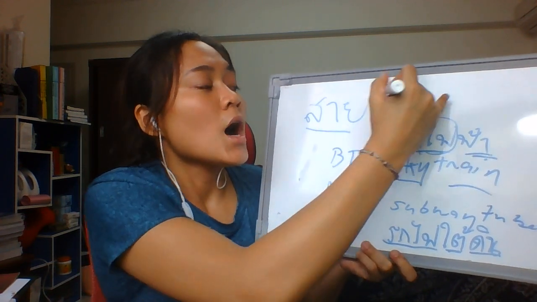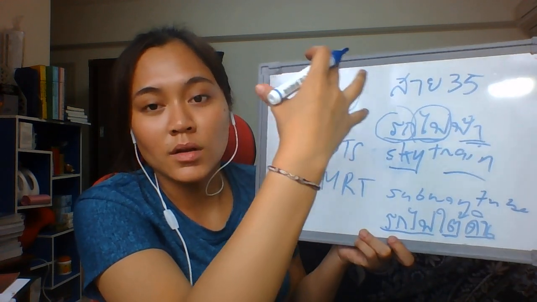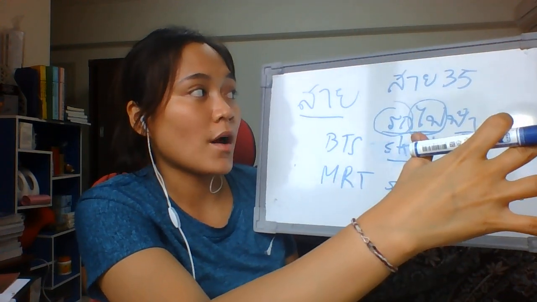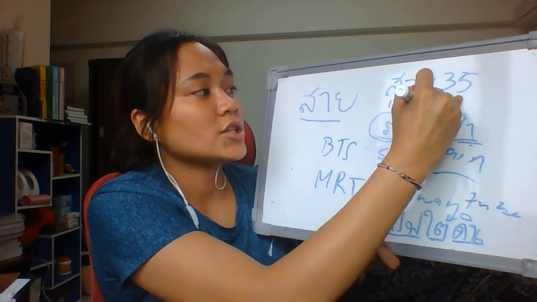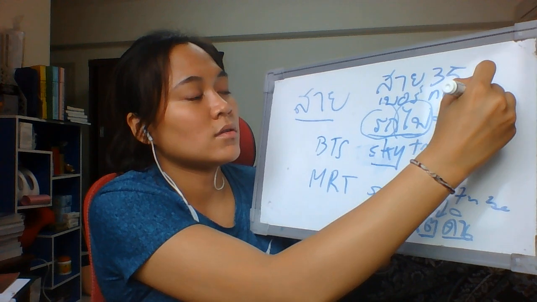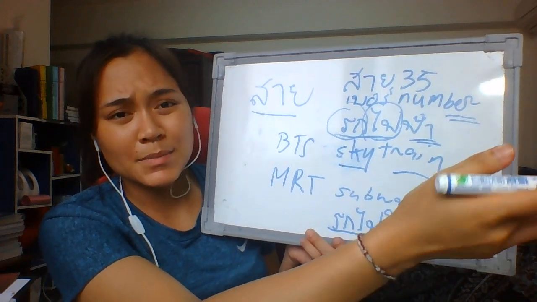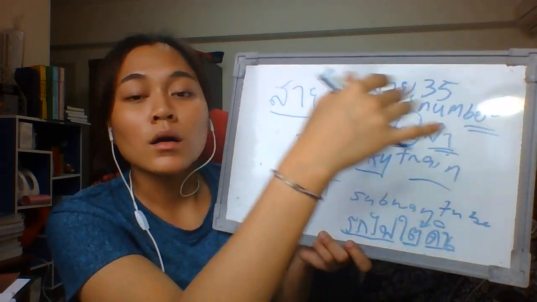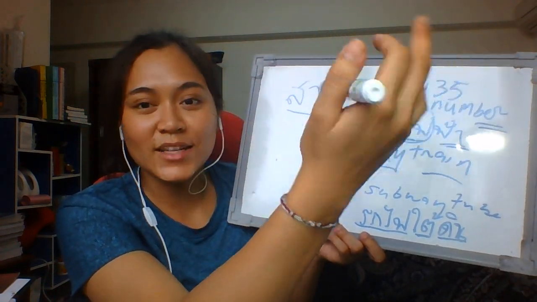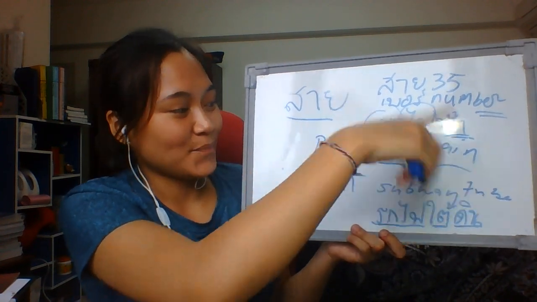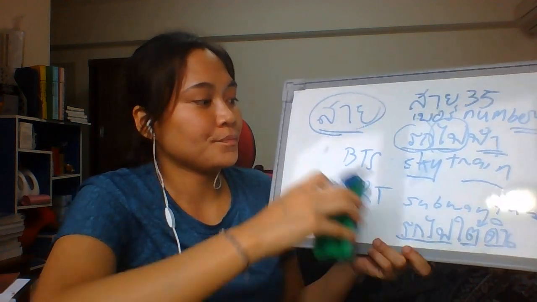And for the bus as well, we say รถเมล์สาย35, which means bus number 35. Sometimes people say เบอร์35, and we can understand that as well. เบอร์ comes from number in English. So we use สาย with สายสีม่วง, สายสีเขียว, สายอ่อนนุช, or going towards จตุจักร. We call it สาย, even though the line is not really there.